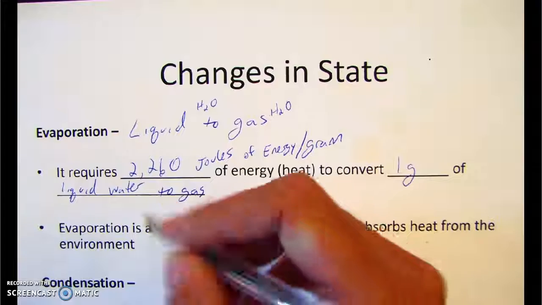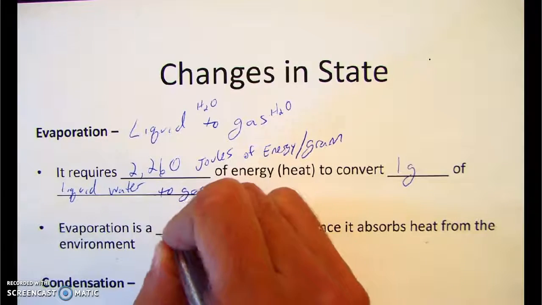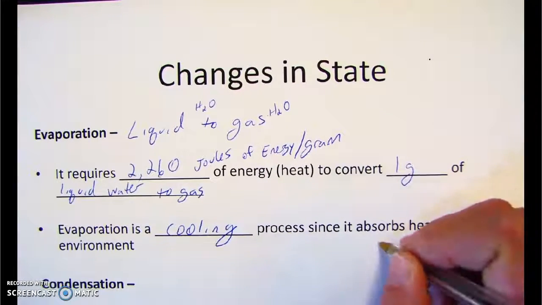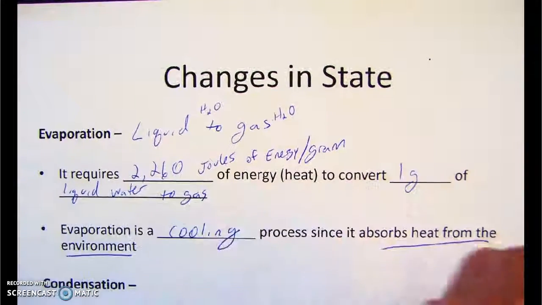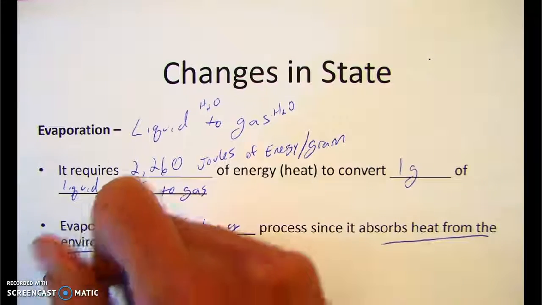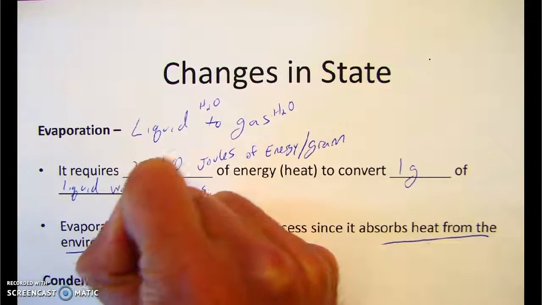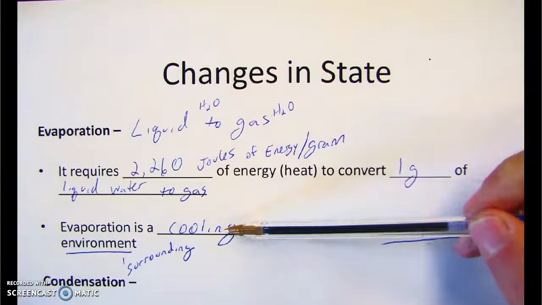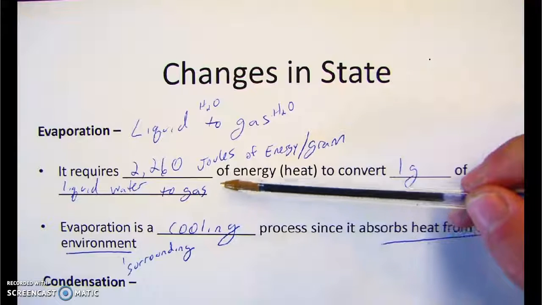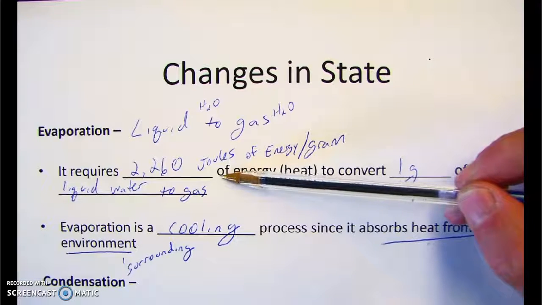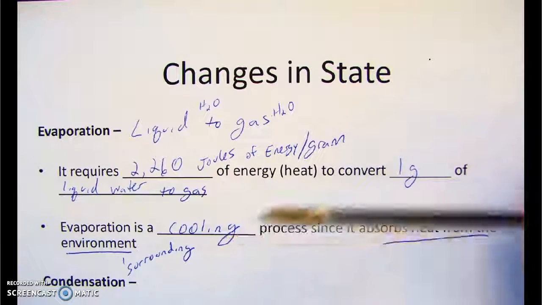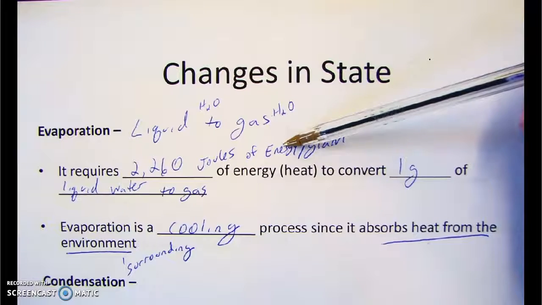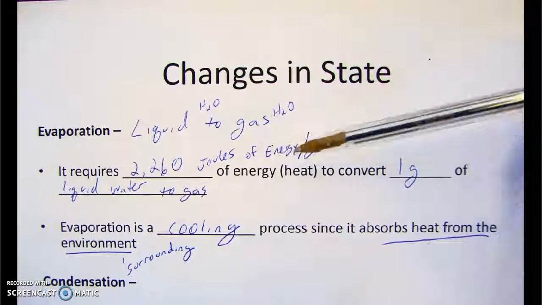Now, evaporation is considered to be a cooling process because it absorbs heat from the environment. Well, in this case, environment means surroundings. So in order for evaporation to take place, we're going to be pulling heat into the water, warming it, causing evaporation. Now you might be thinking, well, why isn't it a heating process then? Because if we're putting heat into it, wouldn't it be a heating process?